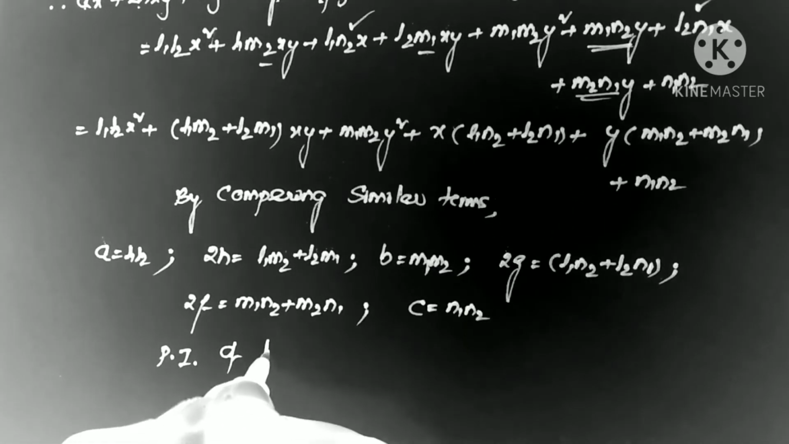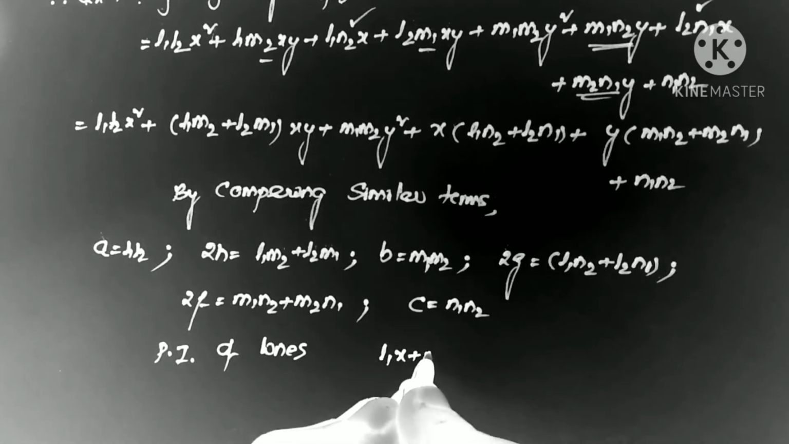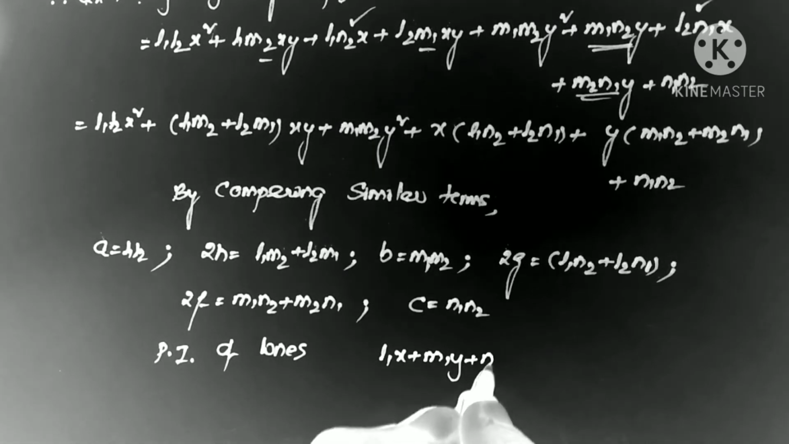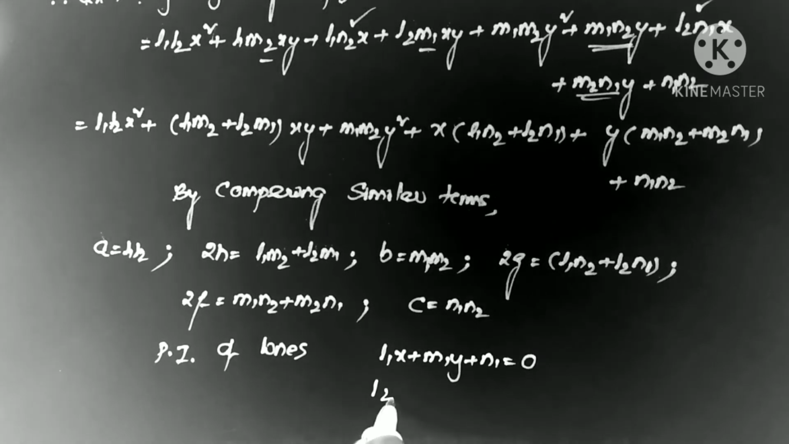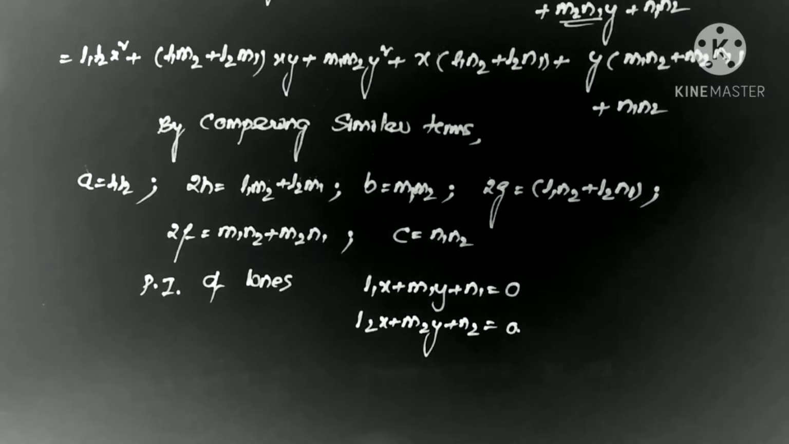Point of intersection of lines. What are the lines here? The first line is L1x + M1y + N1 = 0, and the second line is L2x + M2y + N2 = 0. Now how do we find the point of intersection?